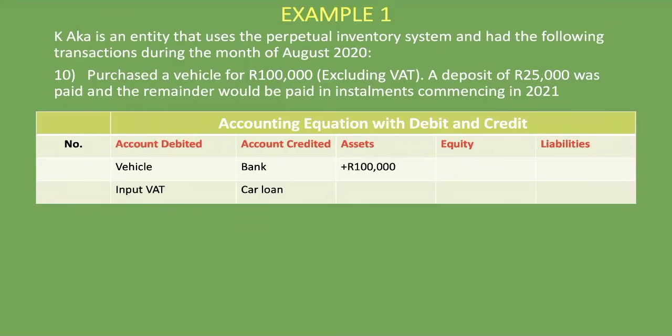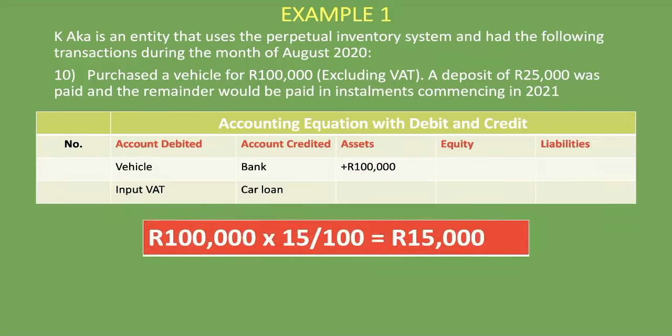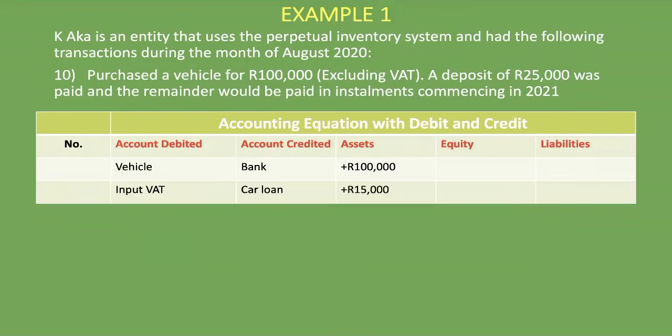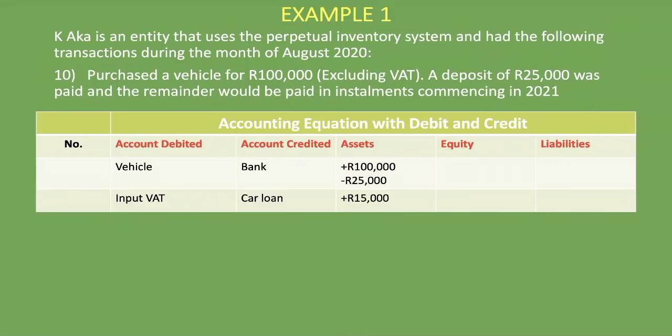And then what is the second one? The second one is the input VAT, so we're going to take the 100,000 Rand times 15 divided by 100, and we get an amount of 15,000 Rand. And that's because the amount was excluding VAT, and we put that as a positive on the asset side. And then the next one we have is the bank, put it as a negative, which is the 25,000 Rand because we had to pay this deposit. So we put minus 25,000 Rand.